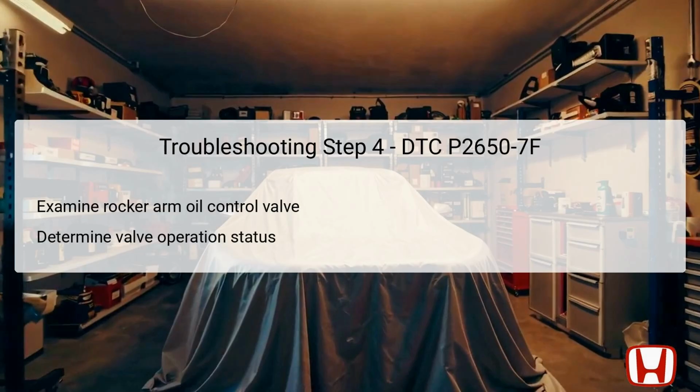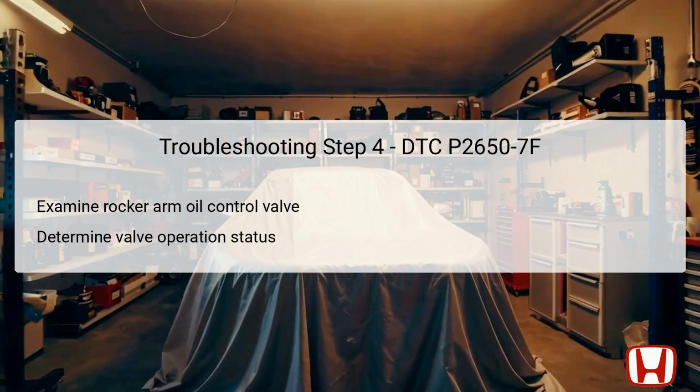The final troubleshooting step focuses on the rocker arm oil control valve. If previous inspections have shown normal levels and no blockages in the system, the next component to investigate is the control valve. This valve must be assessed for its operational status to ensure it opens and closes as prescribed, allowing oil to flow correctly to the rocker arms.